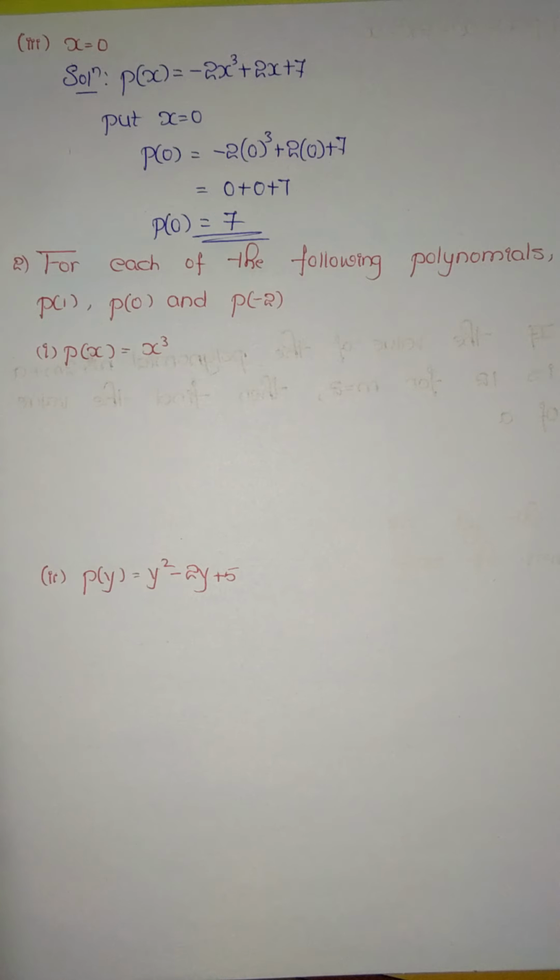Next we are going to find the second question. Second question is, for each of the following polynomials find p of 1, p of 0 and p of minus 2. यहाँ पे p of x ऑलरेडी दिया है, तो उसमें x के जगह या p of y दिया है, सो वहाँ पे वेरिएबल के जगह हम लोग को 1 डाल के देखना है, 0 डाल के देखना है एंड माइनस 2 डाल के देखना है. सो व्हाट इज द आंसर?